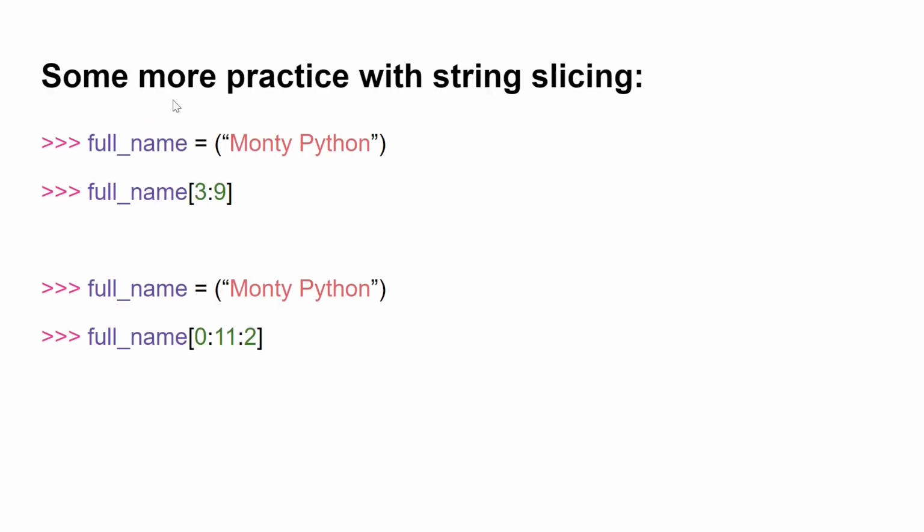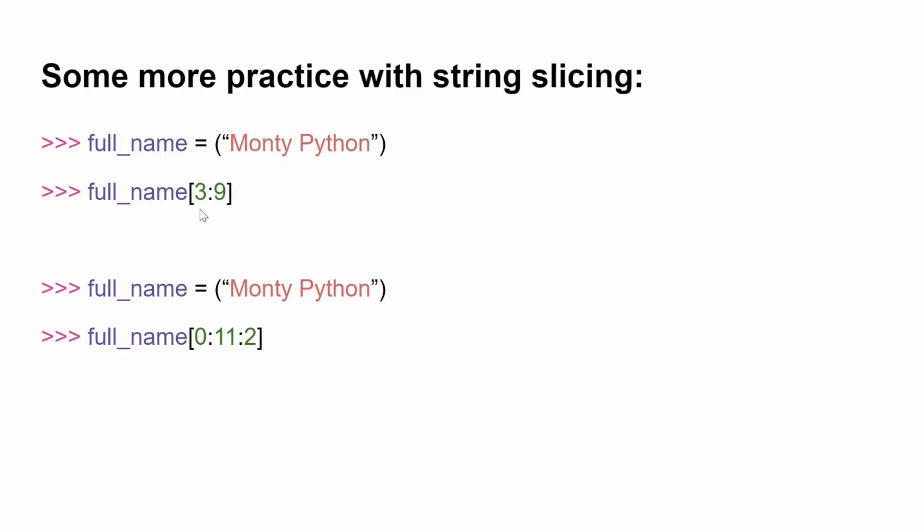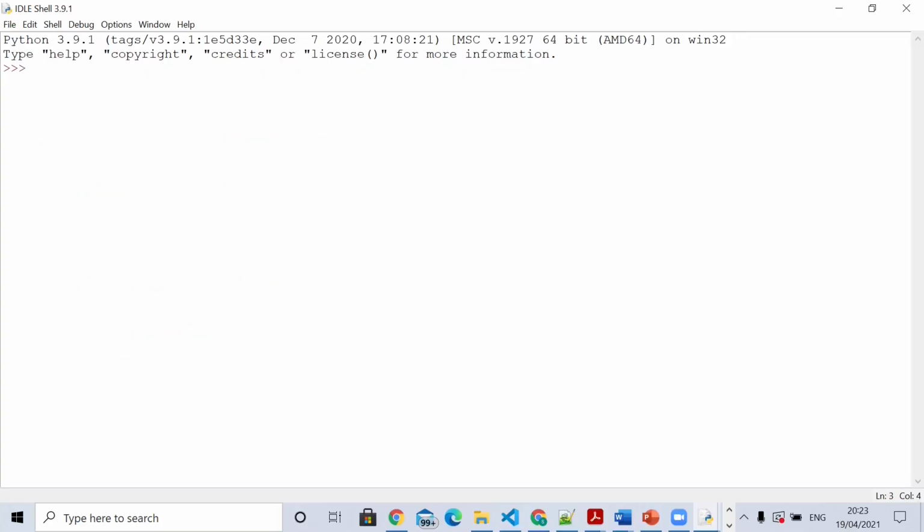So let's try some more practice with string slicing. So I make a new variable called full name and I assign it to Monty Python. So you see here twice we're trying to iterate through some indexes in our variable called full name's value. So let's try this out in the IDLE shell. So if we press enter, you see it's going to say ty and then a space pyt.